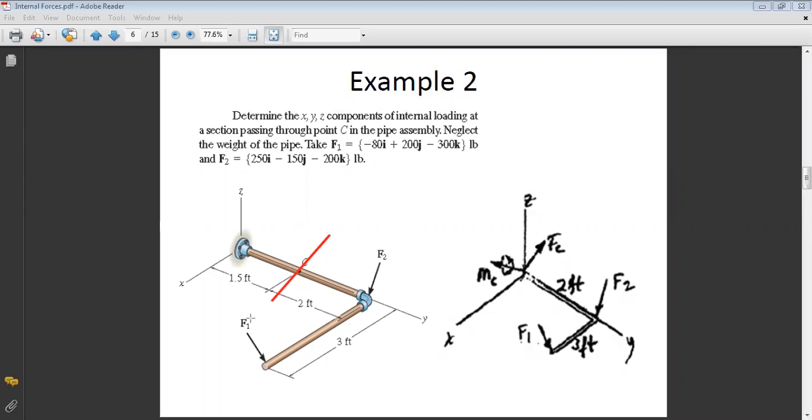Look, when you do a cut at C, you have two possibilities. You can do the analysis of this part, or you can do the analysis of the other part, this one. Okay, of course with F1, so this part. Who will tell me which part is easier to do the analysis on and why?